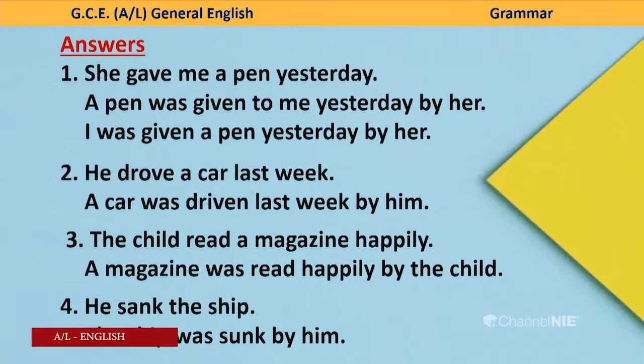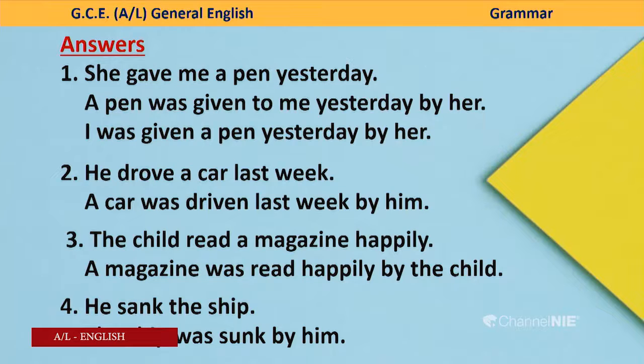She gave me a pen yesterday. There also you have two objects, direct object and indirect object. She gave a pen to me. A pen is the direct object, me is the indirect object. A pen was given to me yesterday by her. Or you can say, I was given a pen yesterday by her.